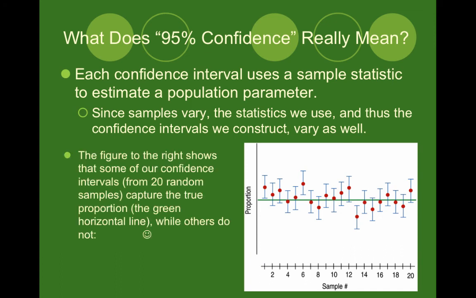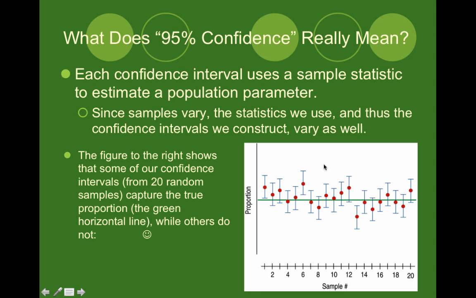This figure on the right shows that some of our confidence intervals will capture the true proportion, which is our green line right here, while others do not. So the red dots indicate what the sample proportion is. The blue lines indicate what the interval itself is. And then the green line represents the population proportion. So there are 20 different samples here. So they made 20 different confidence intervals.